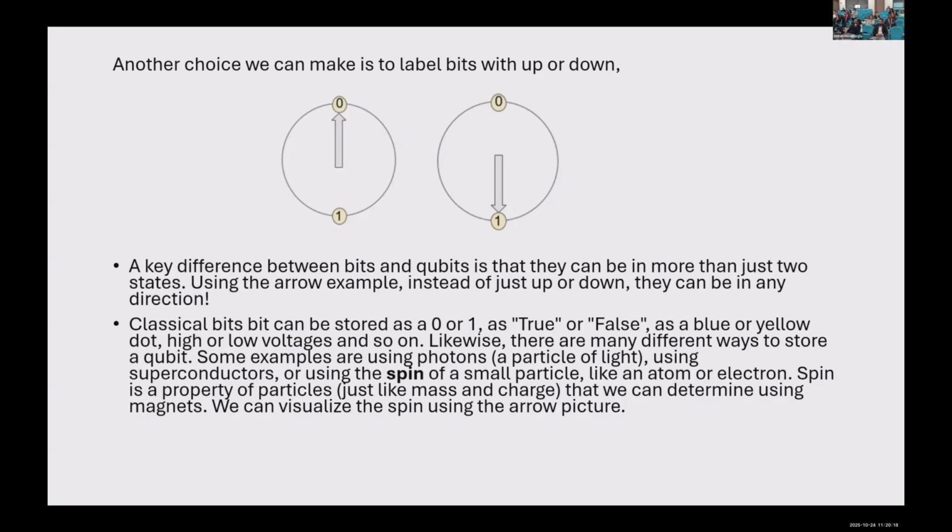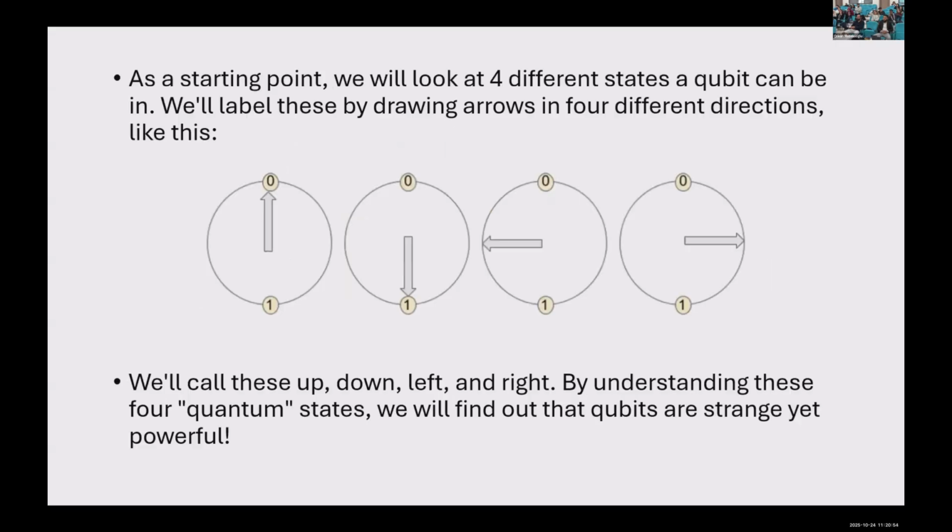Classical bits can be stored as 0 or 1, as true or false, as blue or yellow dots, or high or low voltage, and so on. Likewise, there are many different ways to store a qubit. Some examples are using photons, a particle of light, using superconductors, or using the spin of a small particle like an electron. Spin is a property of particles, just like mass and charge, that we can determine using magnets. We can visualize the spin using the arrow picture.